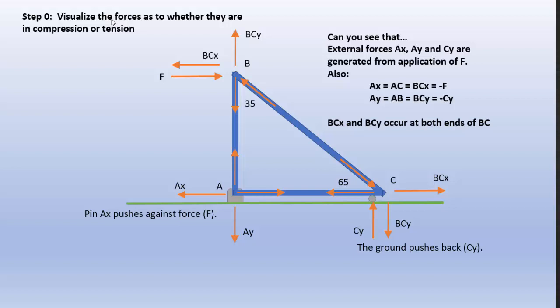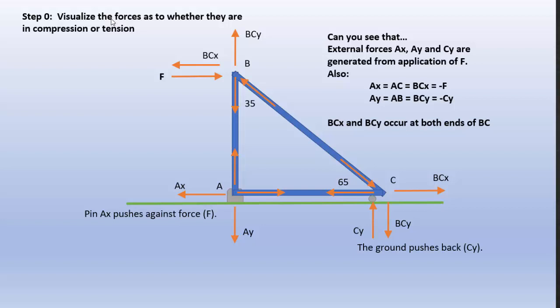From the vertical, we see AB has to pull down on BCY, which means it pulls up on the pin A, and the ground force AY has to pull back down. Conversely, on the other side, since BCY is pushing down, CY has to push back up. So we get a visual.